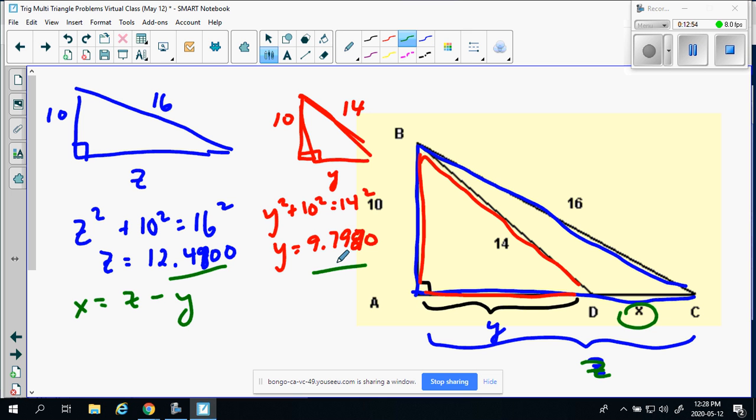So you're going to take this and you're going to minus that. So 12.48 minus 9.798, and I'm getting x is 2.682. But I guess they are rounding it to the nearest whole number, so I'm going to say x is 3, and that'll be my final answer.